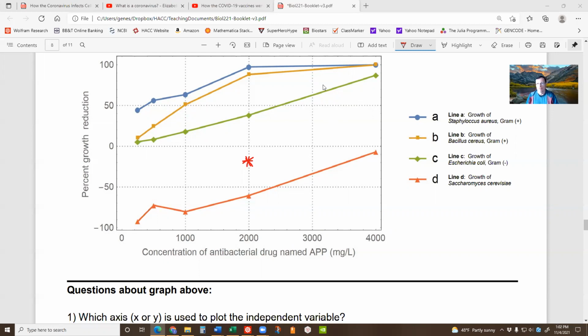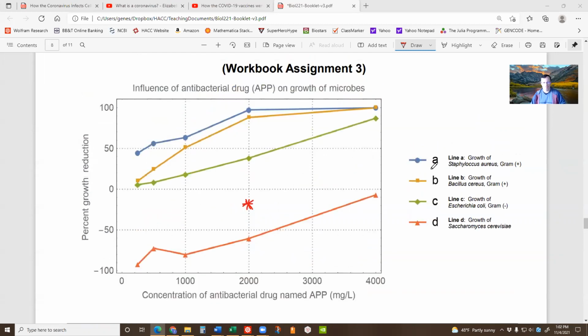Okay, all right. So gang, let me ask you a question in the chat window here, and I'm coming back. So the answer to question 10 is Saccharomyces cerevisiae, the yeast. That's the answer to 10, S. cerevisiae. And so let me ask you in the chat window, what did you put down for question 11? Question 11 says, what does it mean that Saccharomyces cerevisiae has data plotted as negative percentages? What does that mean?